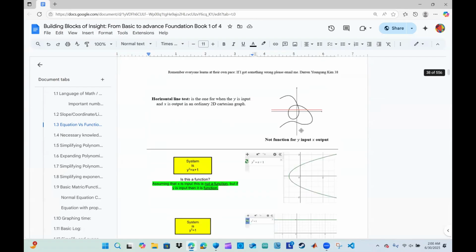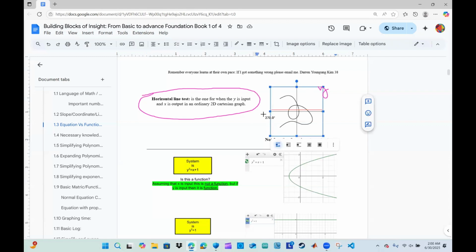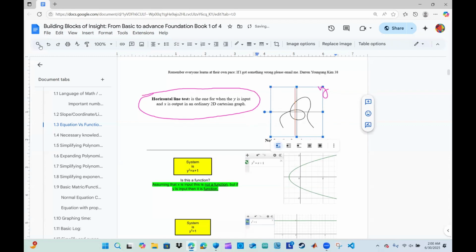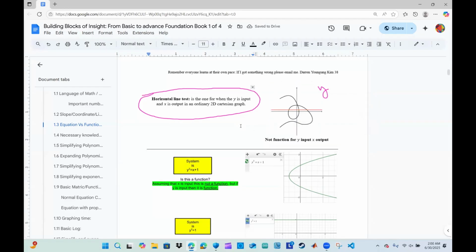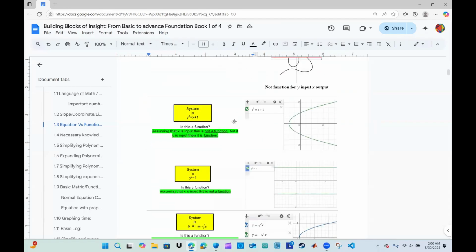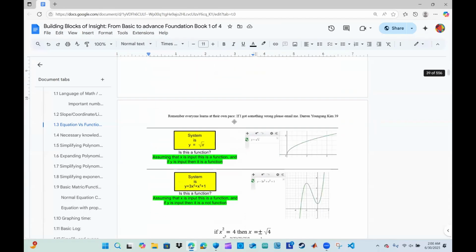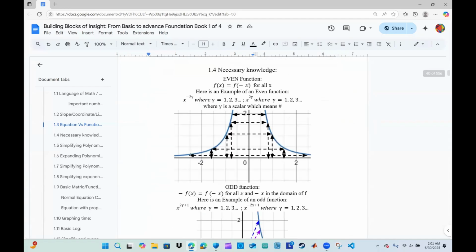And then the other one is the horizontal line test, the other variant, which is when you have y as the input and x as the output. I recommend you just flip this 90 degrees and use the vertical line test. But I do need to explain to you that this could possibly be necessary. But yeah, that's all I did over here.